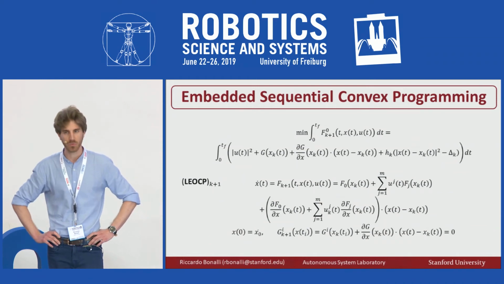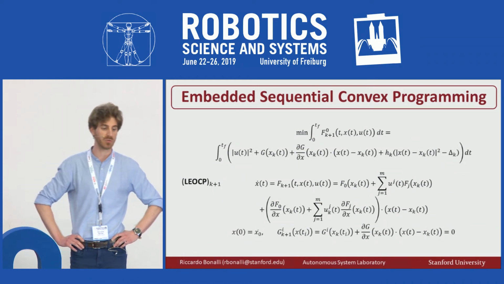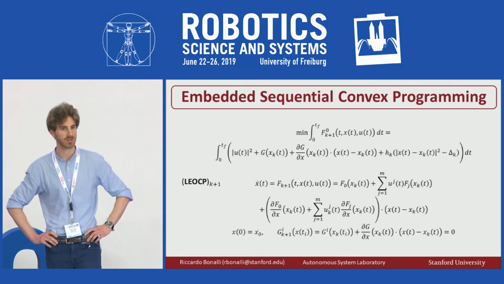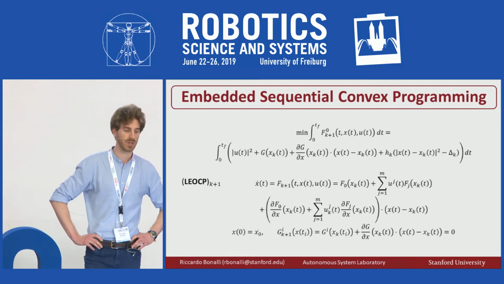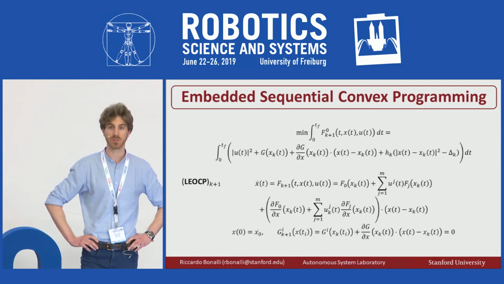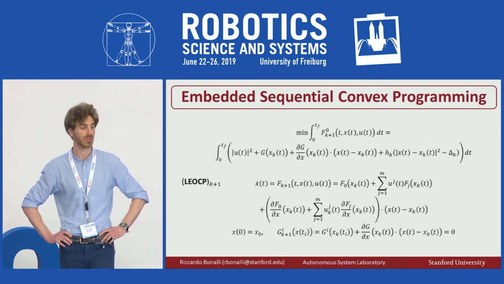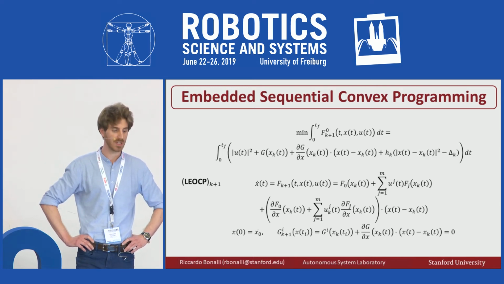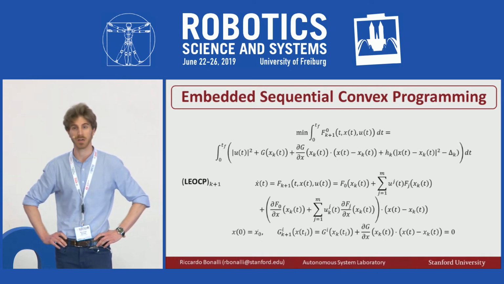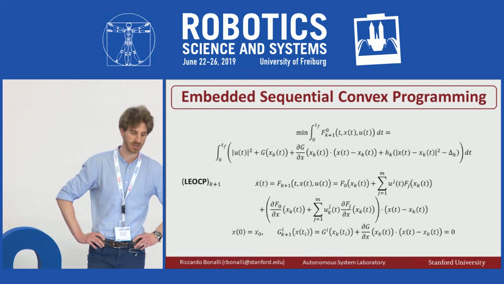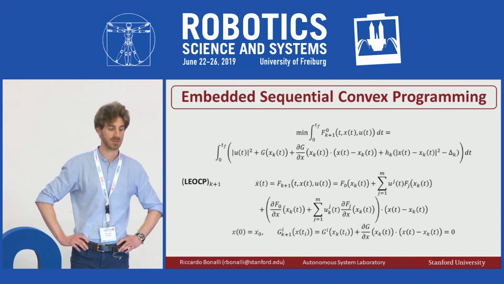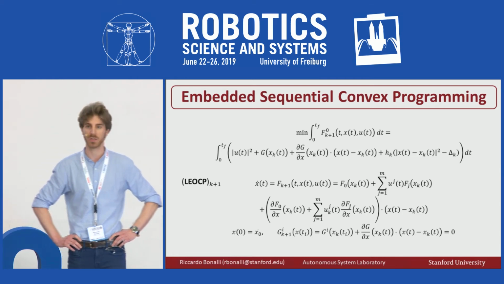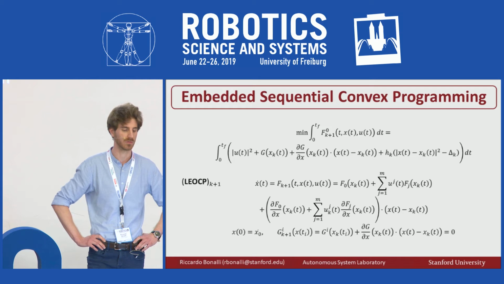At this point, we can adopt standard sequential convex programming techniques in Euclidean space, for which we design a sequence of convex problems that we call linearized embedded optimal control problems, in which we linearize every nonlinear term, both in the cost and in the dynamics. And as is common, we add some trust region type constraint to robustify the whole procedure.